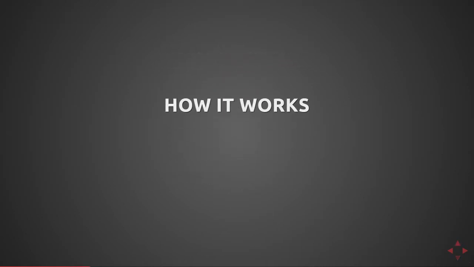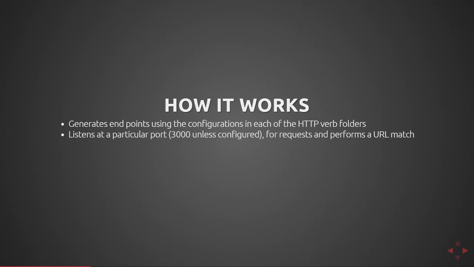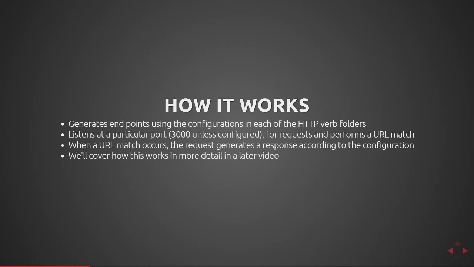So at a high level, how it works is it generates endpoints using configurations for each of the HTTP verb folders. I'll get into that a little bit more later. It listens at a particular port, in this case 3000 unless configured to be otherwise, for requests, and performs a URL match on that incoming request. So if the URL matches one of the endpoints, it will execute one of those functions, and then it will create the response as defined in your configuration file. We'll cover how this works in more detail in a later video. I'm hopefully going to be able to record that today, so you should see that very shortly.